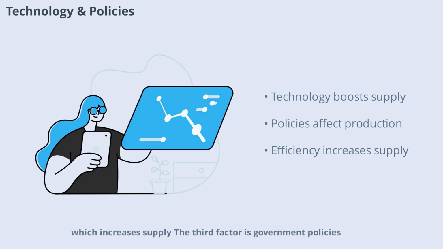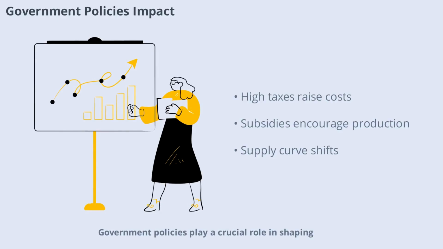The third factor is government policies. Policies such as taxes, subsidies, or regulations can either encourage or discourage production. For example, subsidies may boost supply, while strict regulations might limit it. These factors show how supply is shaped by more than just price, and why understanding them is important for anyone studying economics. Government policies play a crucial role in shaping the supply of goods and services in any market. For instance, when the government imposes high taxes, production costs for firms rise, making it less attractive for them to produce goods.